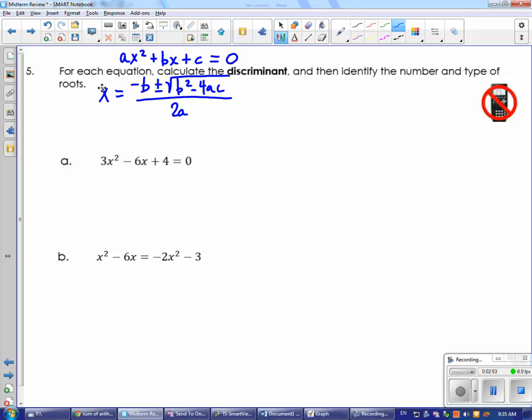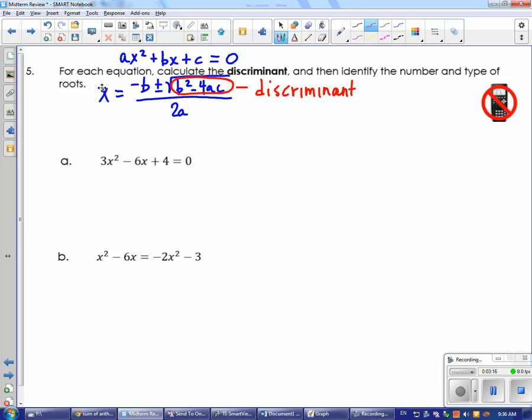But if we zero in on the quantity that's underneath the square root, if we just look at this quantity right here, that is called the discriminant. And what's nice about this is if I compute just that quantity, I can determine how many roots there are going to be. I can also determine if they're going to be real or imaginary.